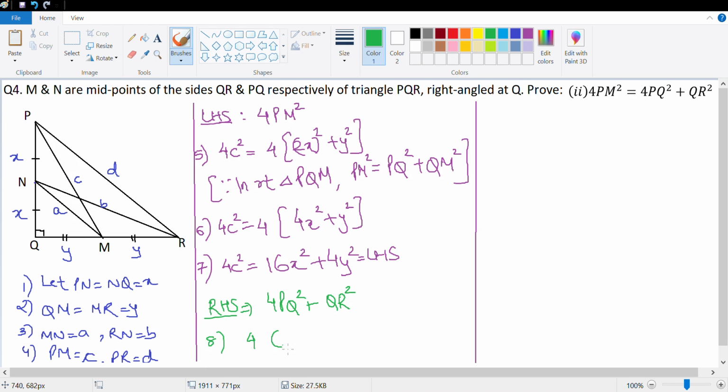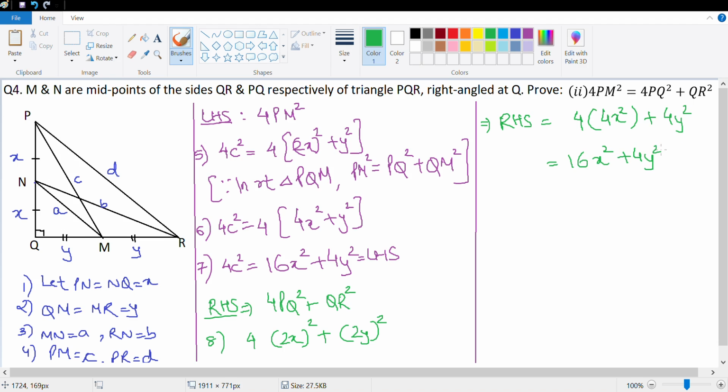PQ is 2x, so PQ squared is (2x) whole squared, plus QR is 2y whole squared. Let's just confirm. PQ is 2x, and it's PQ squared, which means (2x) whole squared, and QR is (2y) whole squared, which means the right hand side is equal to 4 times 4x square plus 4y square, which is equal to 16x square plus 4y square.